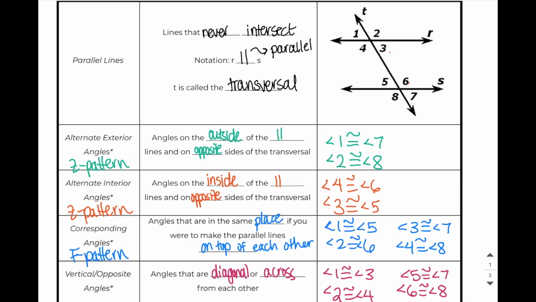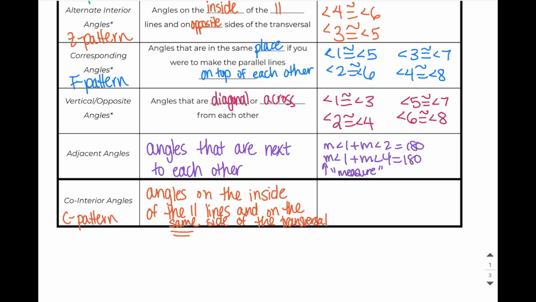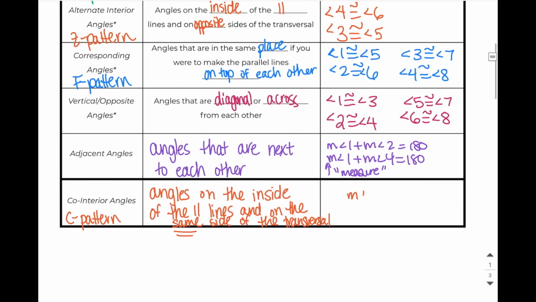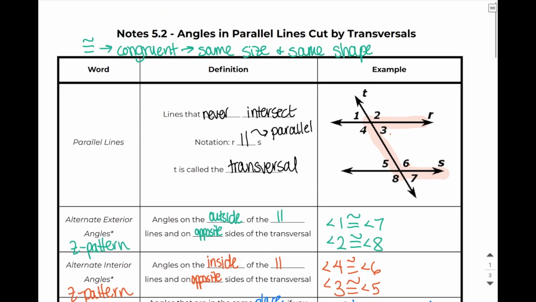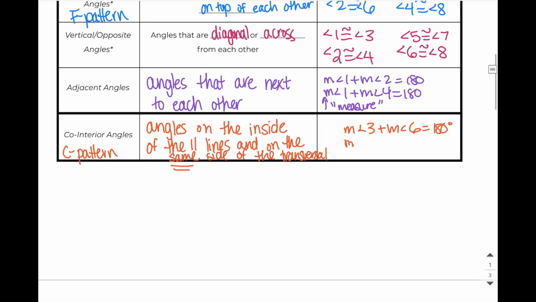And if you notice, angles 3 and 6 make the letter C. So this is called the C pattern. So we can say the measure of angle 3 plus the measure of angle 6 is equal to 180 degrees. We have another pair. If we look at angle 4 and angle 5, they're both interior angles on the same side of this transversal right here. So those are also going to be supplementary.